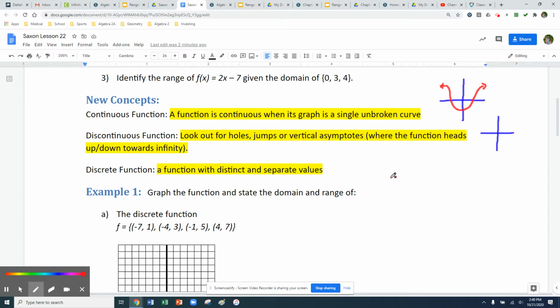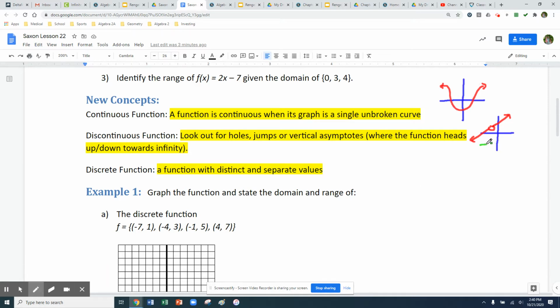A discontinuous function is when we have a hole or a jump or a vertical asymptote where the function heads up or down to infinity. So an example of a discontinuous might be if our function starts heading up this way, and then there's a gap, so we got a little stop right there, which we can use an open circle to represent that, a little gap, and then it continues. So kind of skips that point, and we have a little point there where it is discontinuous.